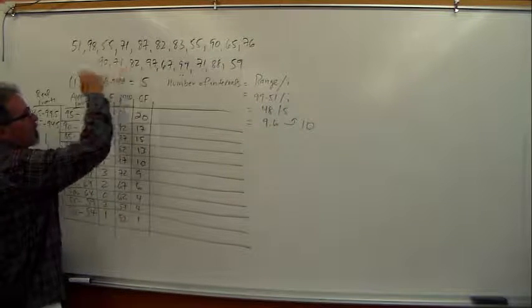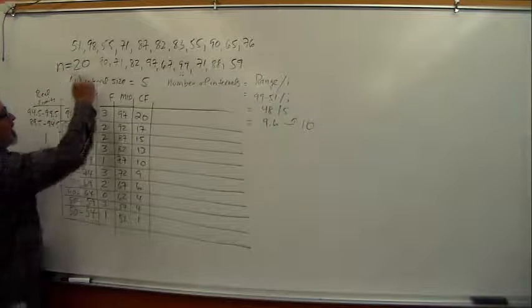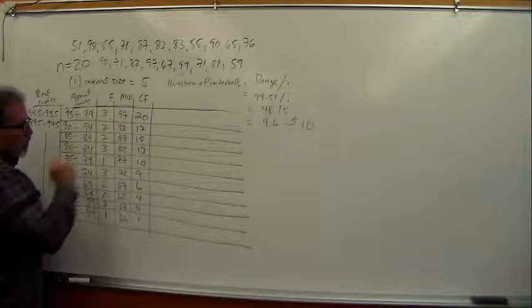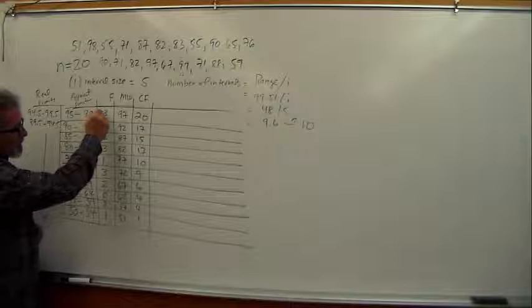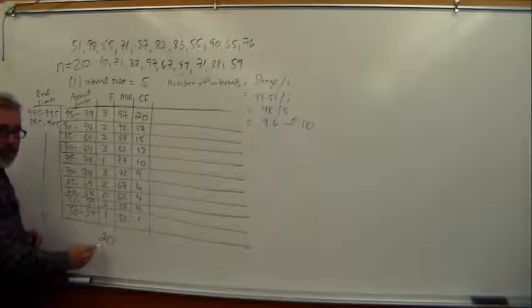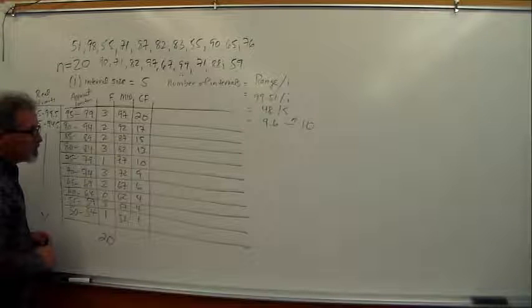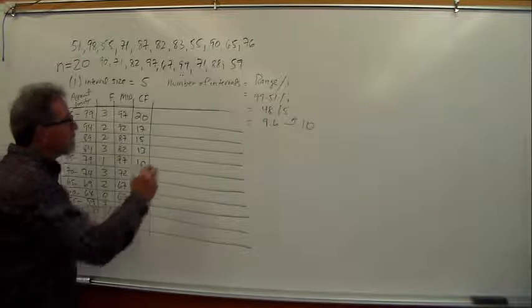By the way, you want to count these numbers as soon as you can. We know that there's 20 of them, and this 20 right here should equal this 20. You also, as a safety feature, want to add all these up to make sure your total frequency equals 20. This way you didn't make any mistakes doing the frequencies. All right, let's move on to relative frequency.